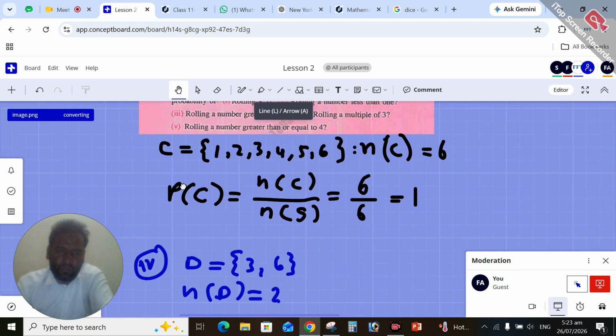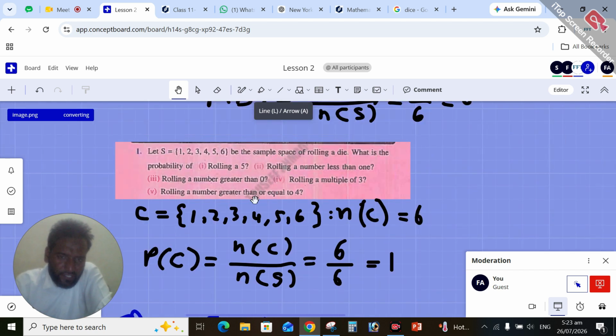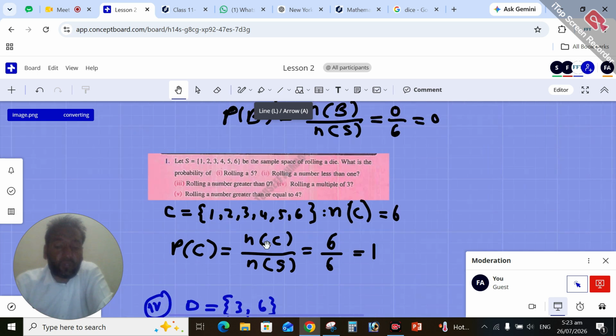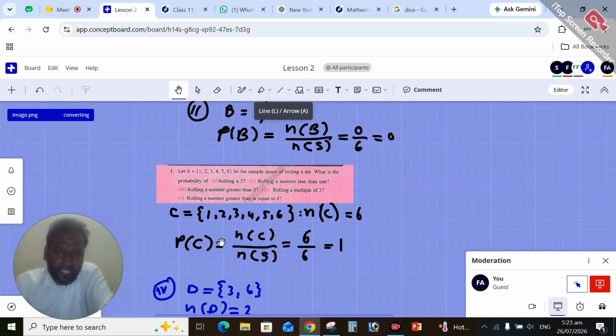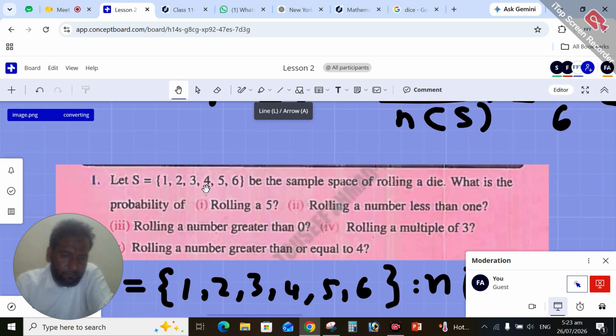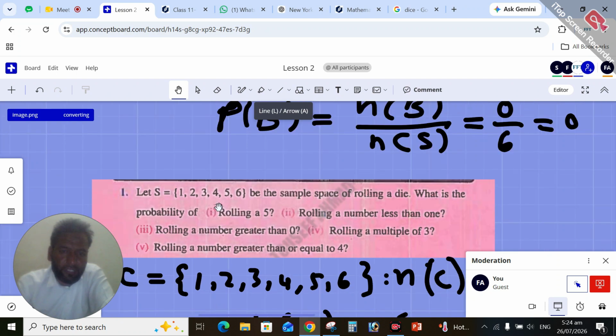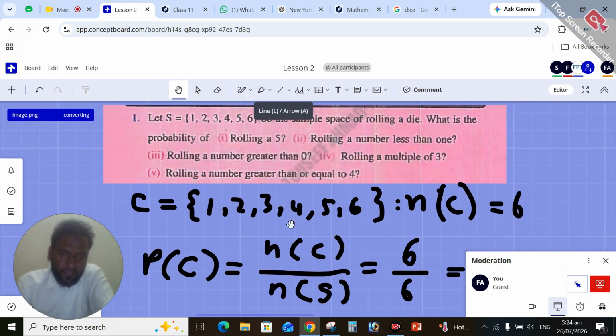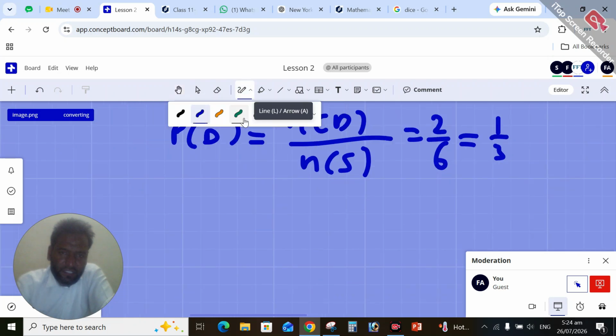So next question: rolling a number greater than or equal to 4. Greater than or equal to means that 4 is included in the number, right? If someone asks for a number greater than 4, then 4 is not included. If someone asks greater than or equal to 4, it means 4, 5 and 6. Are you getting my points or not? Greater than or equal to means 4 is included in this statement.